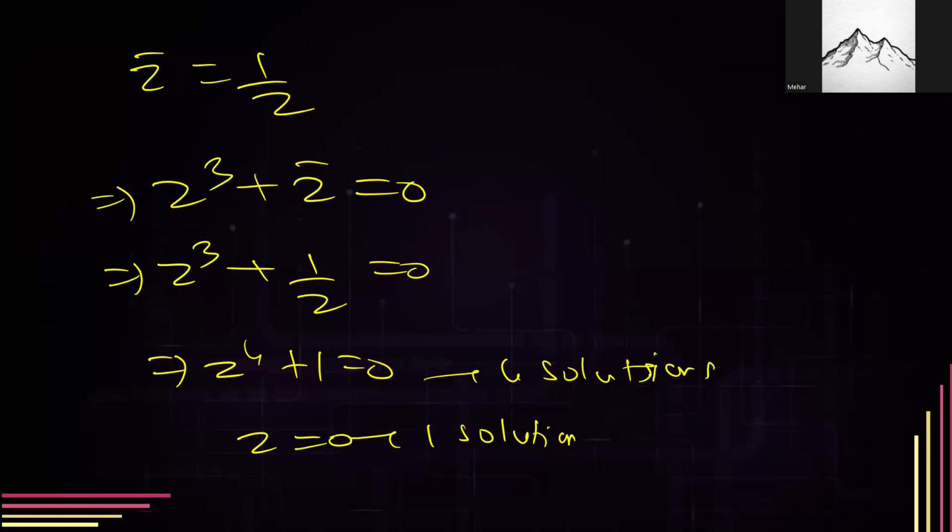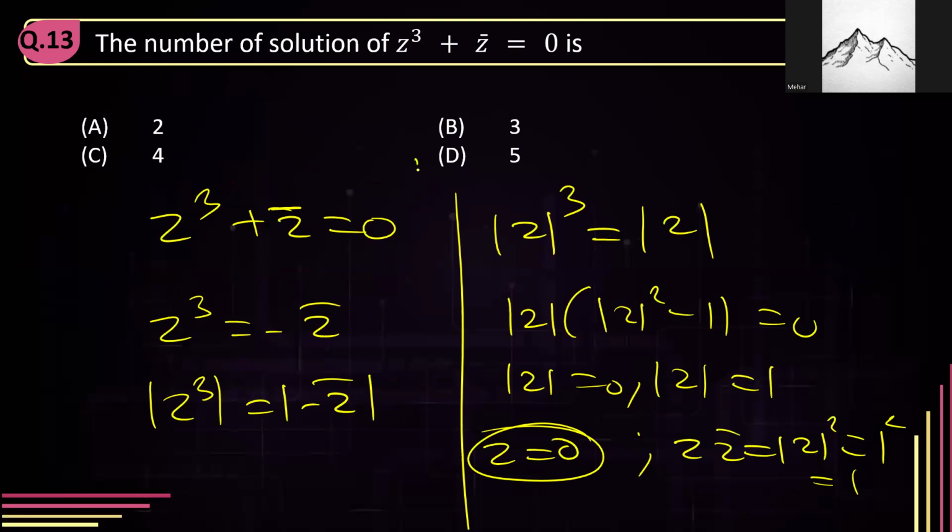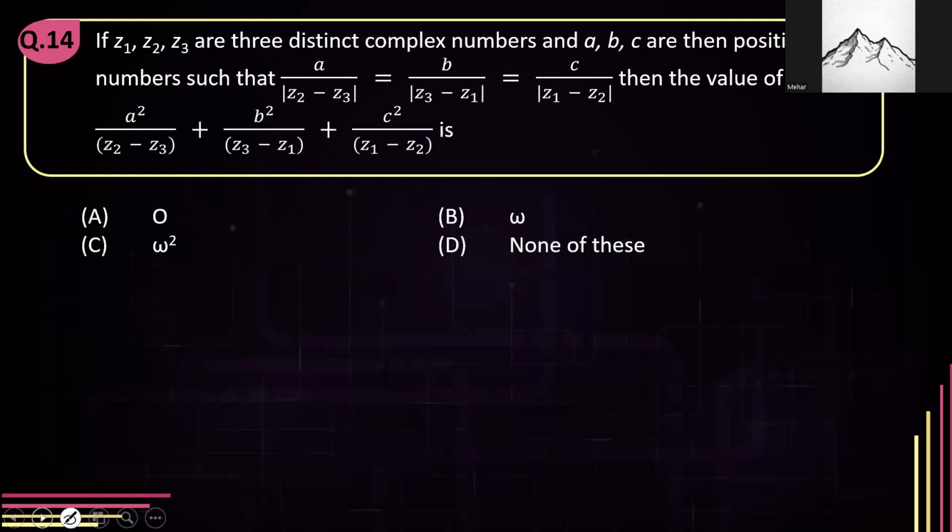So that means together, how many solutions are there total? The given equation has 5 solutions. So the number of solutions of the equation is therefore 5. So option D is the right answer to this. Let's move on to the next question.